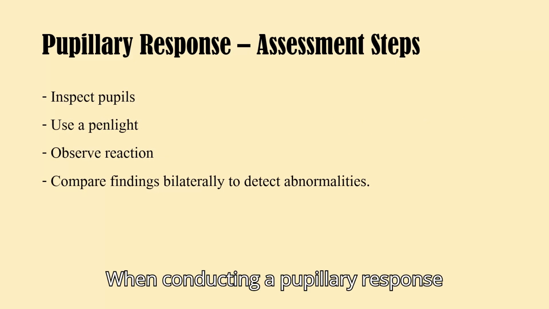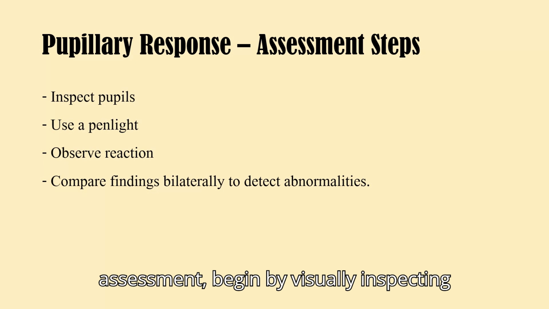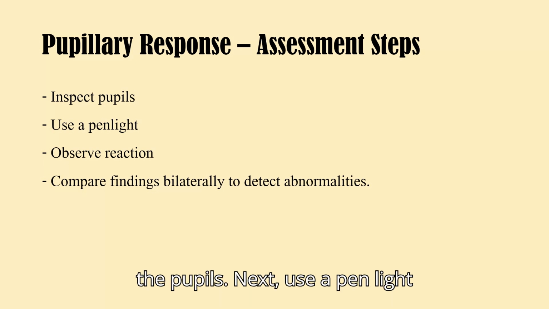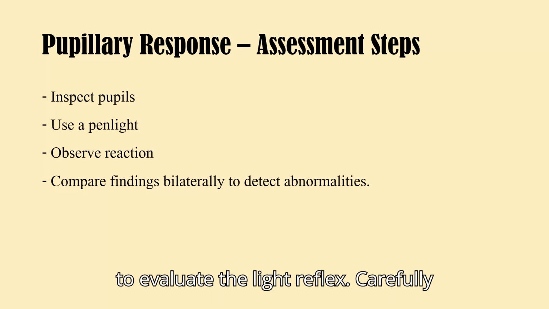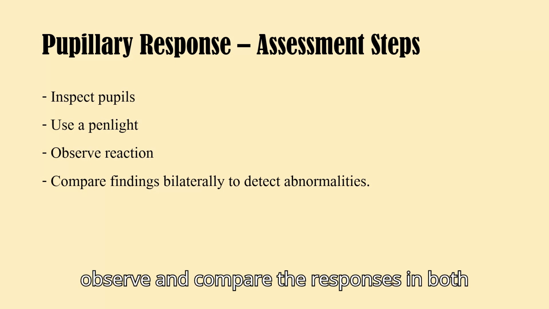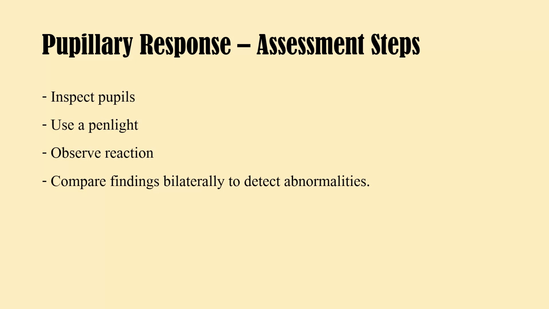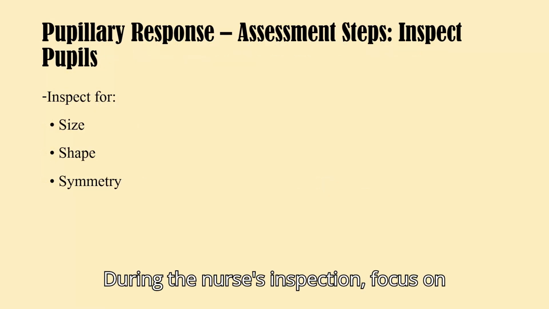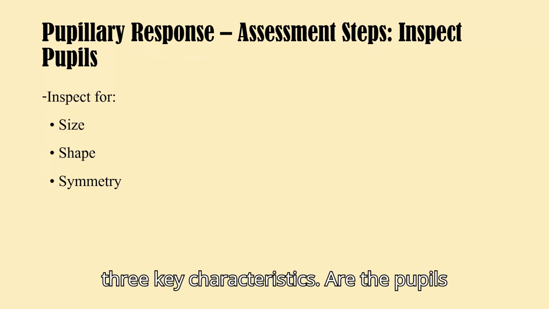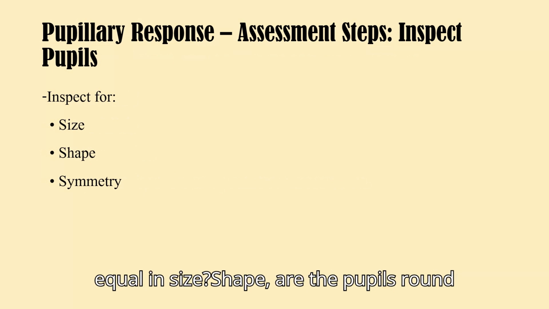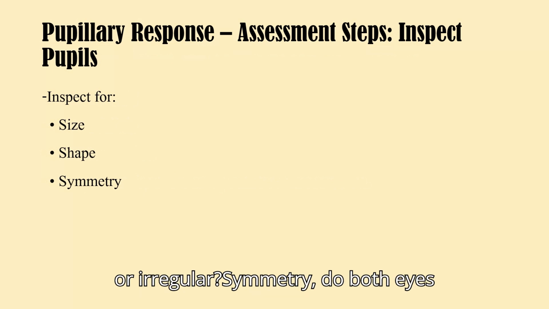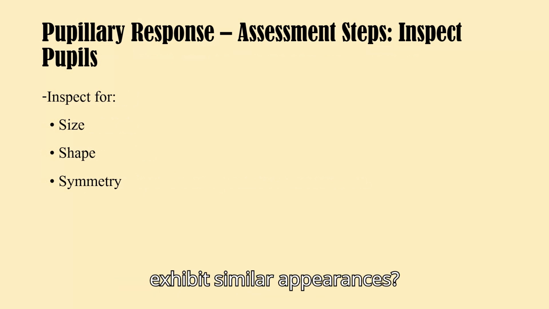When conducting a pupillary response assessment, begin by visually inspecting the pupils. Next, use a pen light to evaluate the light reflex. Carefully observe and compare the responses in both eyes to identify any abnormalities. During the nurse's inspection, focus on three key characteristics. Size: are the pupils equal in size? Shape: are the pupils round or irregular? Symmetry: do both eyes exhibit similar appearances?